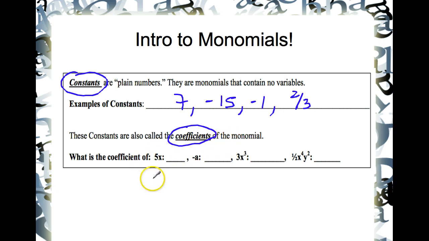So if you want to hit pause and try these on your own, feel free. We're going to go through the coefficient of each of these. Again, it's the constant that precedes the variable. So in 5x, the constant is 5. In negative a, the constant is negative 1 because there's only one a here, not 2 or 3, just 1. The constant in 3x cubed is 3. And the constant in 1/2 x to the 4th y squared is just 1/2.